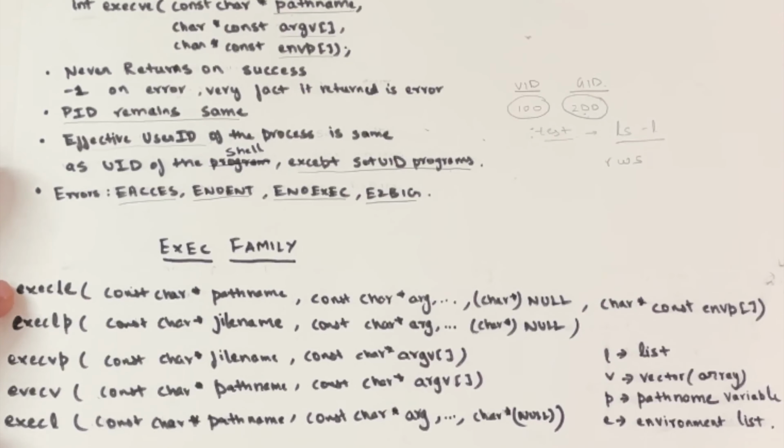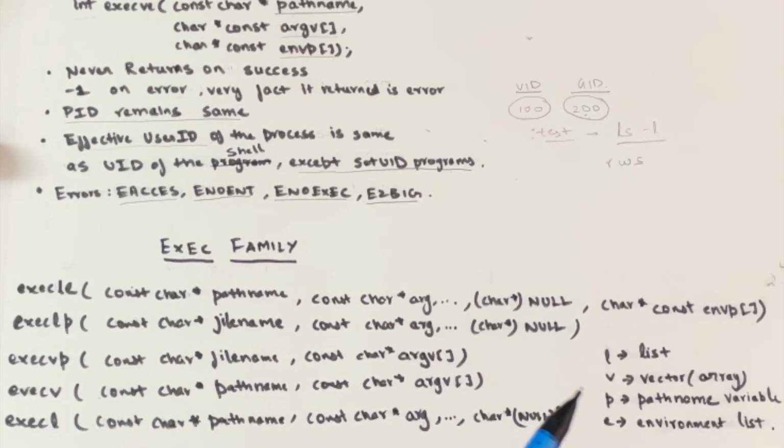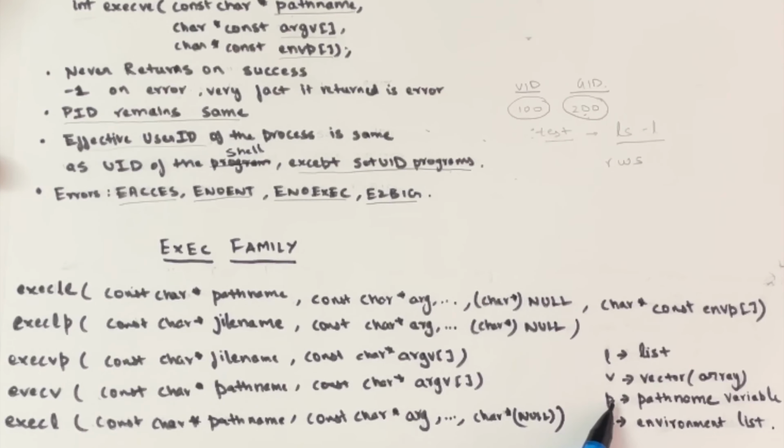All these functions would internally invoke execve itself. It's just that they differ in the arguments that are being passed to them. To be able to understand them, let's keep these four things in mind. L represents the list, V represents a vector or an array, P represents the path name variable, and E is the environment list.